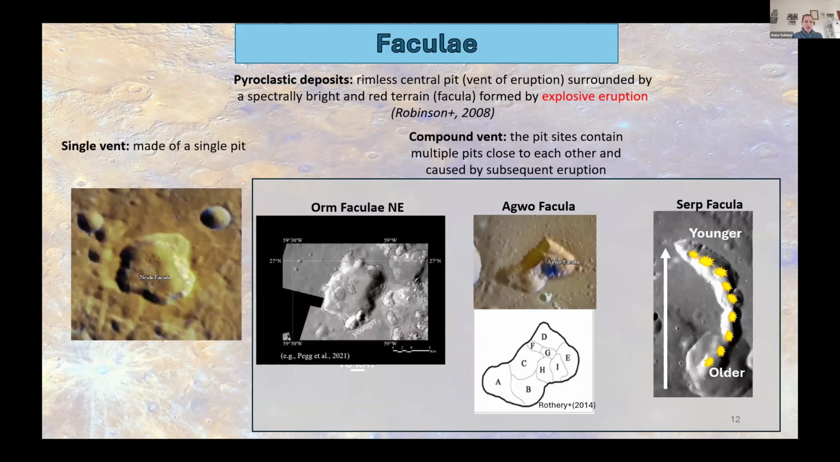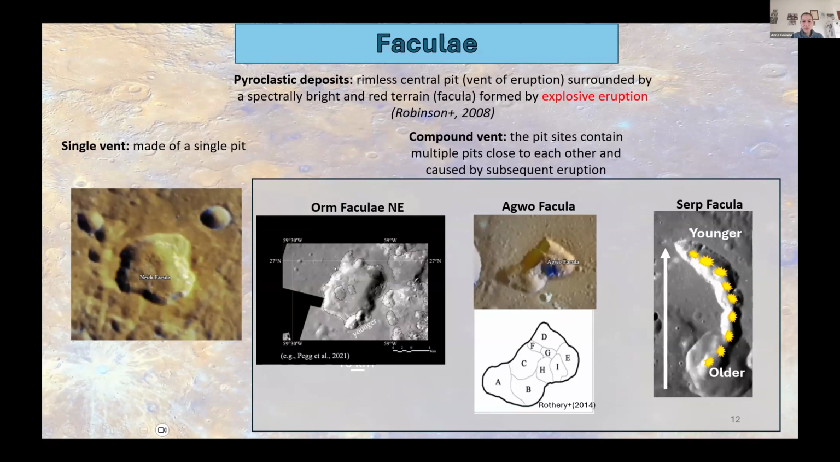So the single vent, as you can observe in this image on the left part, is, as suggested by the word, made of a single pit. So we have one single pit and then the facula. For the compound vent, you have 3 cases. The compound vents are instead characterized by multiple pits inside the main one. These multiple pits are close to each other and are caused by subsequent eruptions.